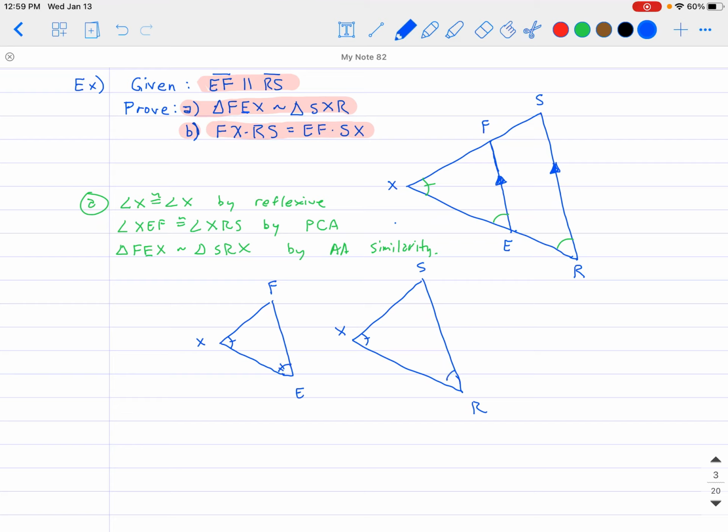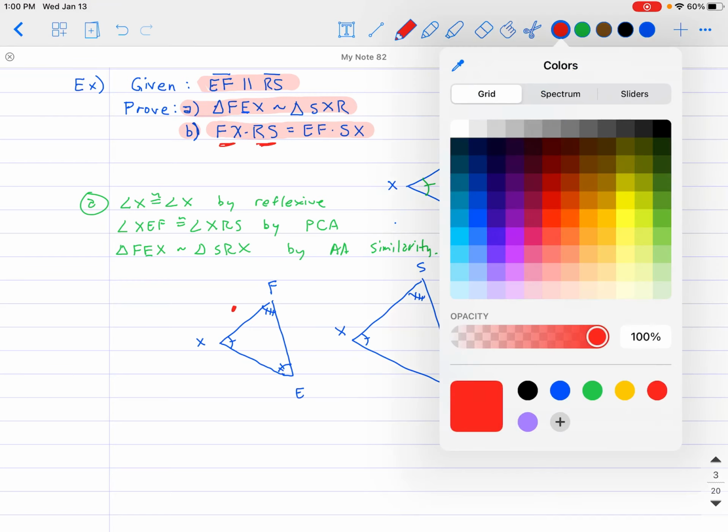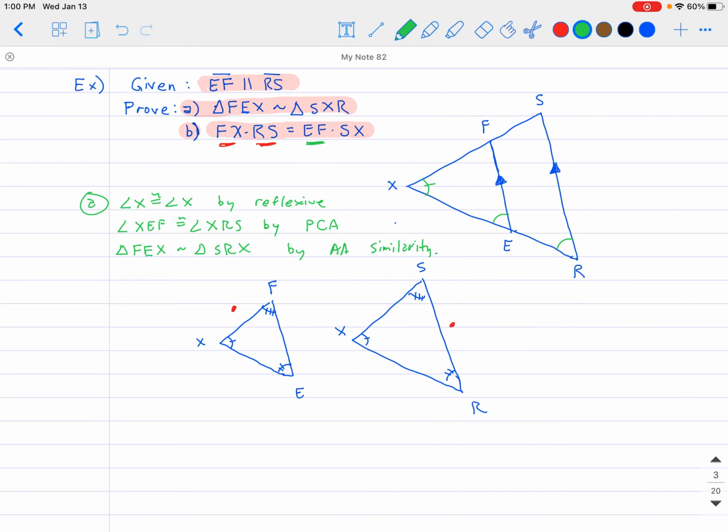So if you want, you can go ahead and draw in all the parts that are going to be congruent and also proportional to each other. Now, let's go ahead and highlight each one one by one. First, you'll notice that we are calling for FX, which is located right here. Then we have RS, which is located right here. Then on the other side, we have EF, which is located right here. And then finally, we have SX, which is located right there.